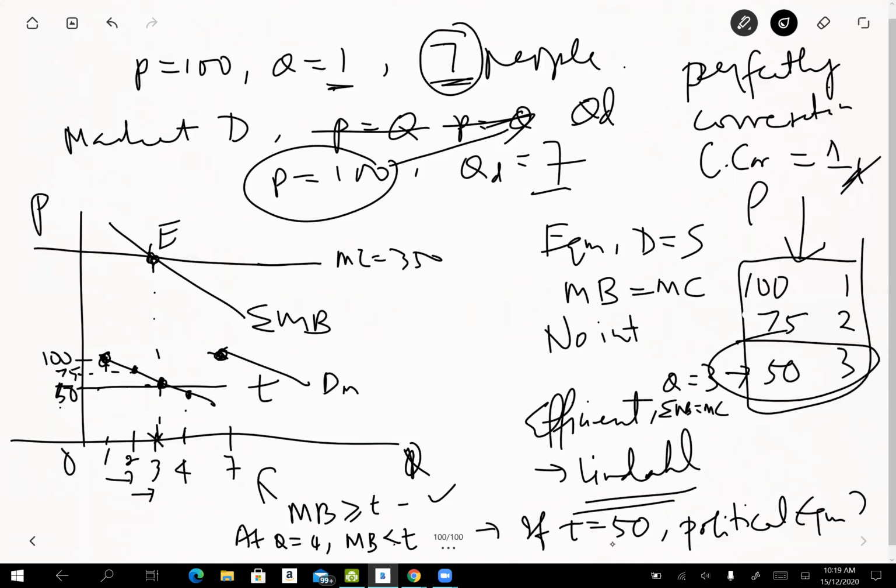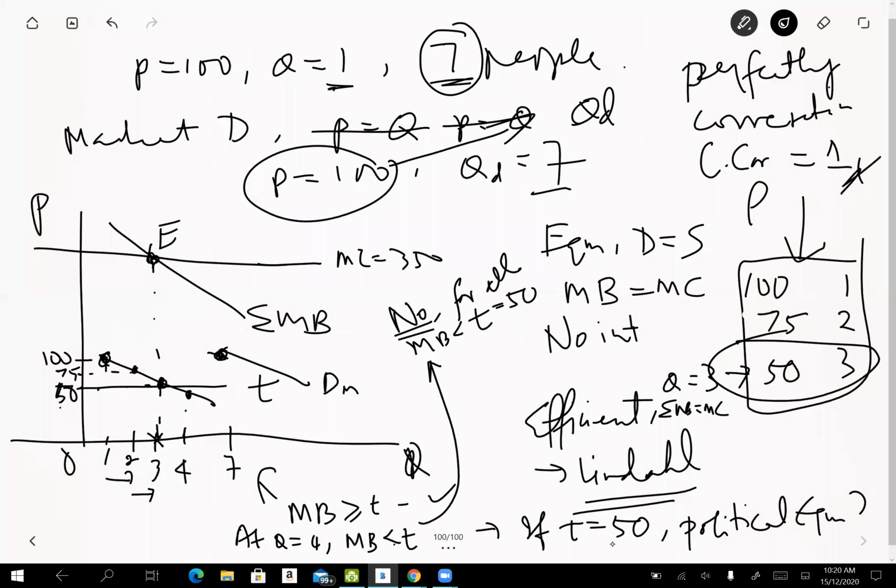Now everybody has the same demand function. They are the same. So who votes yes and who votes no? Everyone will vote no. Okay, it's just like what you did for the first 3, where everyone voted yes. So for Q equal to 4, everyone will vote no. Why? Because for all, the marginal benefit is less than the tax, which is equal to 50. So everybody votes no.